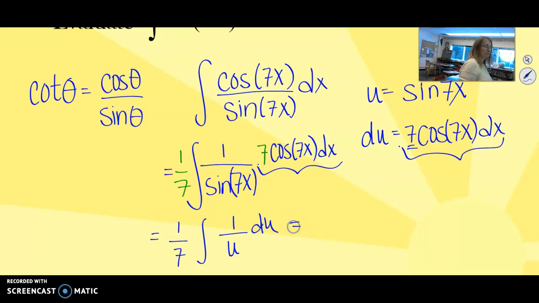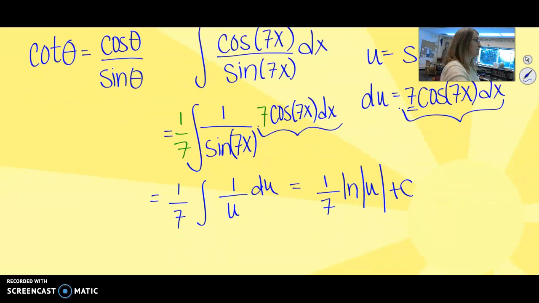Now, how do you integrate 1 over u? I want you to think about it for a second. We just went over this. If you try to use the power rule in reverse for this 1 over u, you're going to end up dividing by 0. And so that's when you have to think to yourself, oh yeah, the antiderivative of 1 over u is ln of the absolute value of u. And because this is an indefinite integral, I'm going to put plus c.